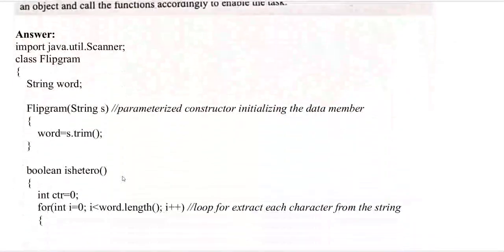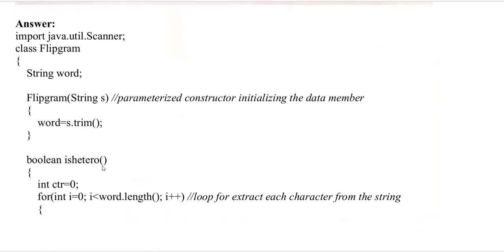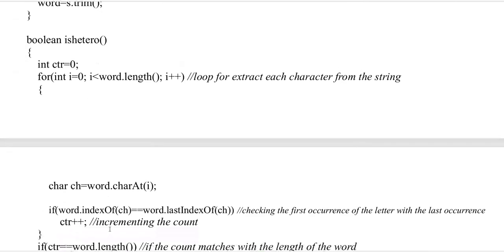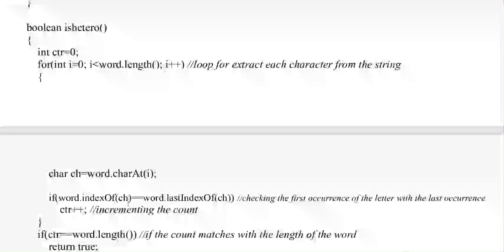Let's proceed. Import statement, class Flipgram, string word, parameterized constructor. To be on the safe side, if there is any extra space at the beginning or the end, we can use a string function to remove them. Is hetero, what is that? You have to loop to extract each word from the string. I'm taking the word and checking word dot indexOf ch and word dot lastIndexOf ch.